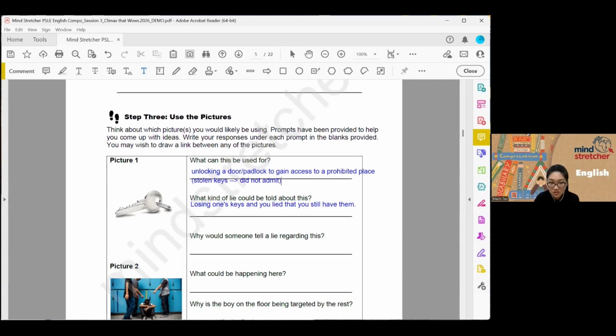And what happened as a consequence? When you unlocked the door or the padlock, what did you have to deal with? Why would someone have to lie about it? Because they don't want to get punished, right?